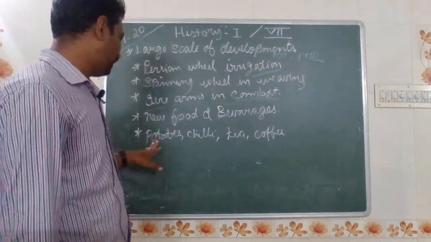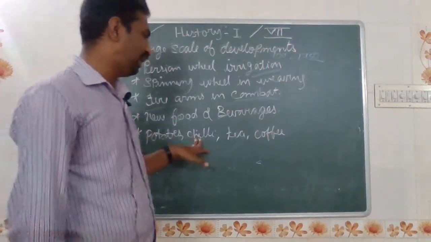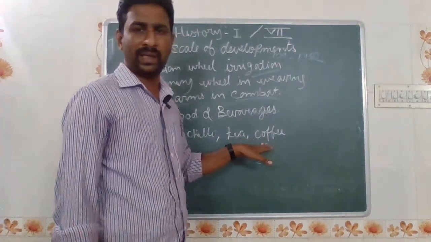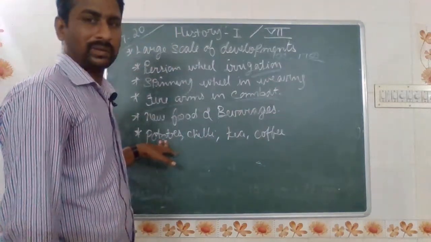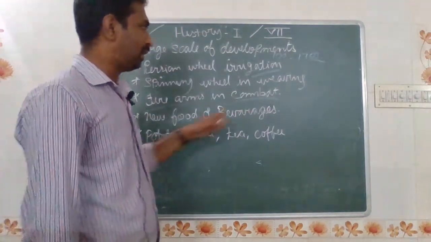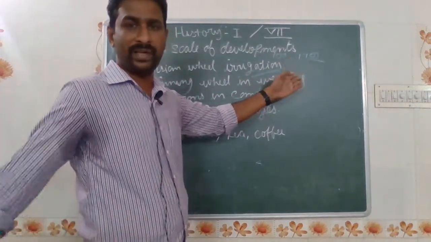And the invention of potatoes, chili, tea and coffee were introduced. Till now we are using these things, but they were introduced in the period of 700 to 1750.